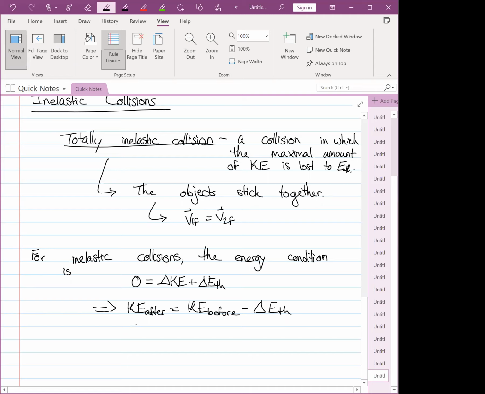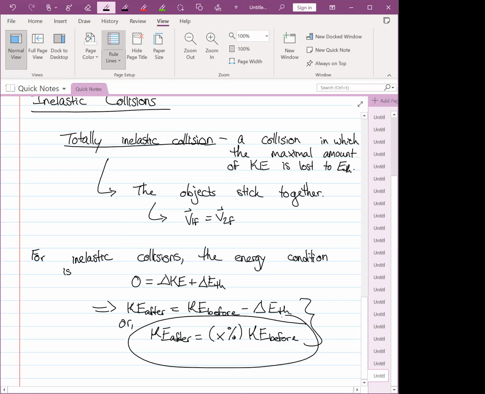Or alternatively, we could rewrite this as the kinetic energy after the collision is some fraction, some percentage of the kinetic energy before the collision. And then the change in thermal energy is just the remaining energy. So these are just two equivalent ways of doing it, i.e. if you know what fraction of the initial energy the final energy is, then you can find the change in thermal energy, and vice versa. These are just two different ways of representing the same thing, but sometimes they'll be asked in different ways. So I wanted to present you with both.